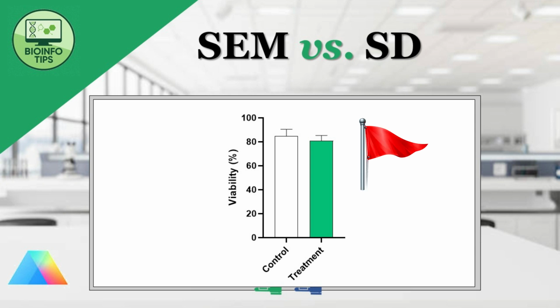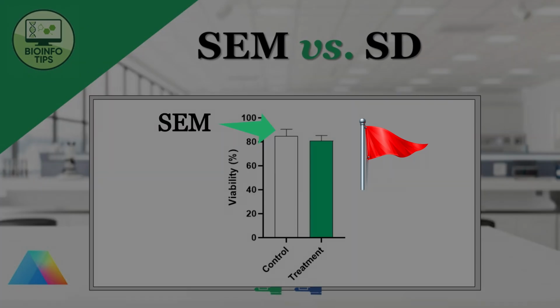Clean bars, small error bars, nice and precise. But to a reviewer, this is often a red flag. The mistake is simple, presenting your data as mean plus minus SEM. SEM, the standard error of the mean, makes variability look much smaller than it actually is. So visually, your data looks tighter, cleaner, and sometimes better than it really is.